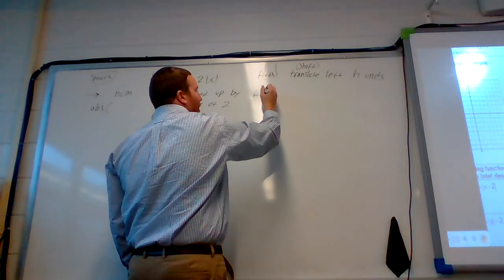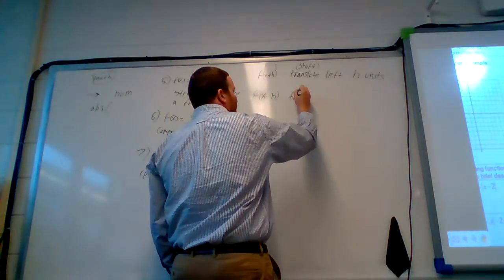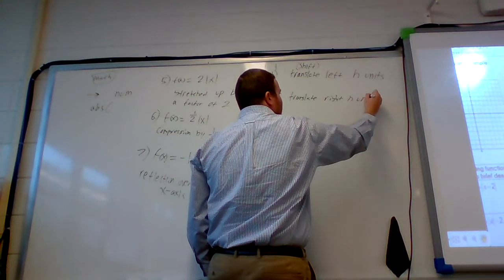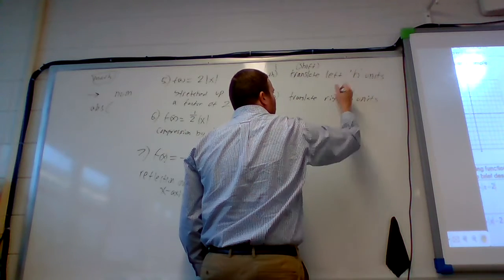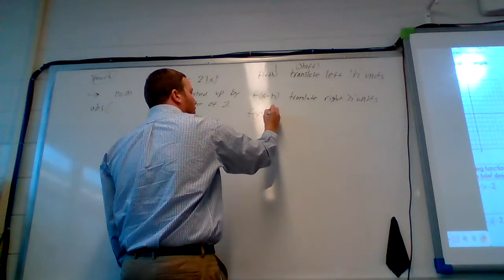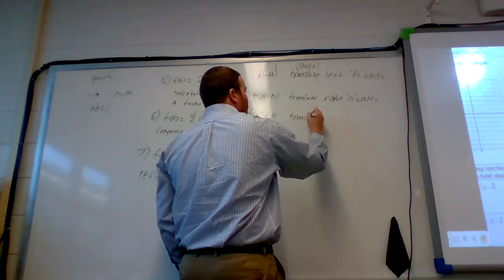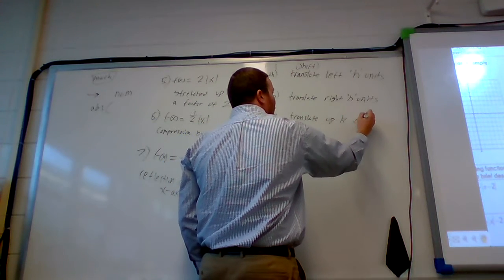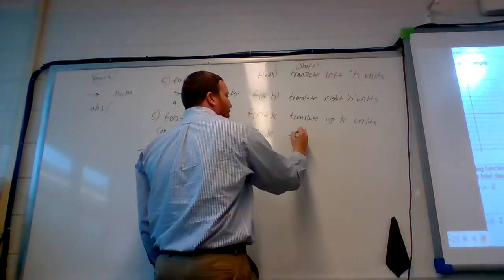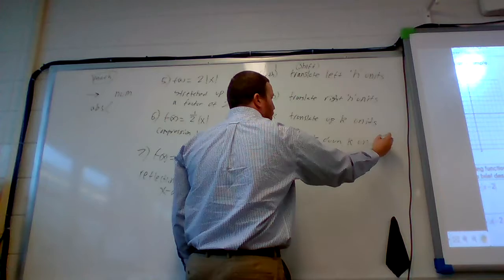And then when we have f of x minus h, we're going to translate right h units. What about when we have f of x plus k on the outside? We're going to translate up k units. And f of x minus k, translate down k units.